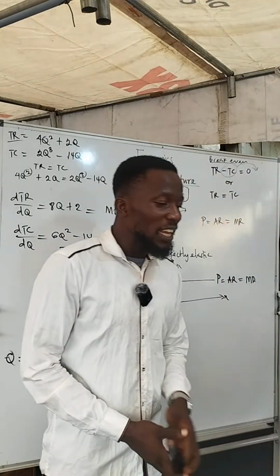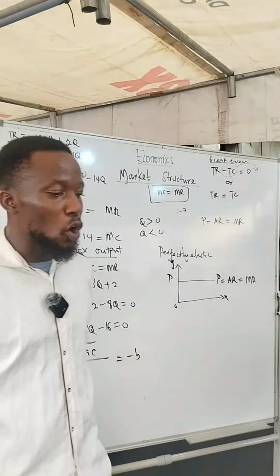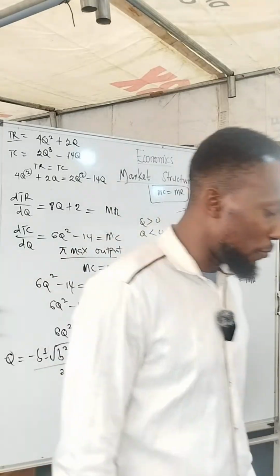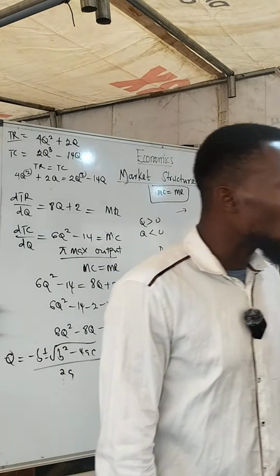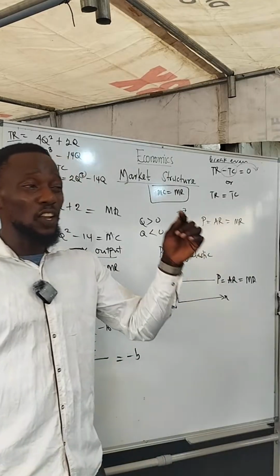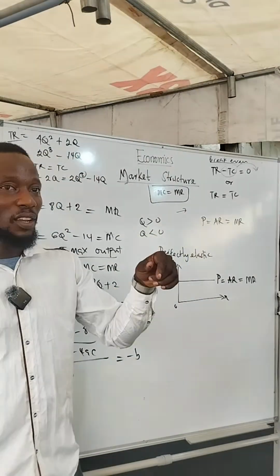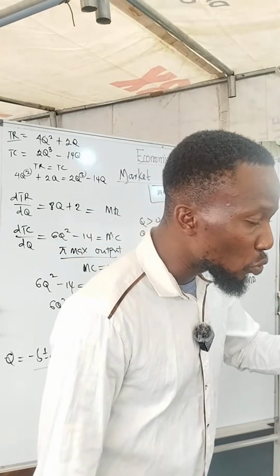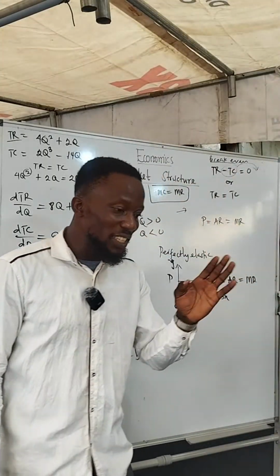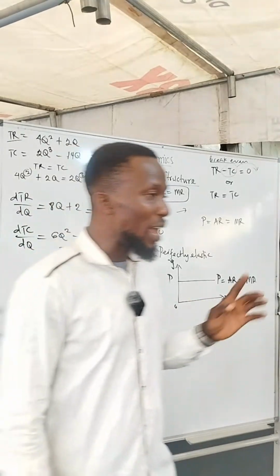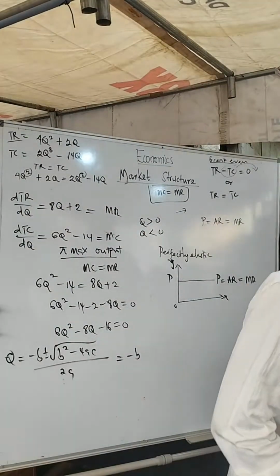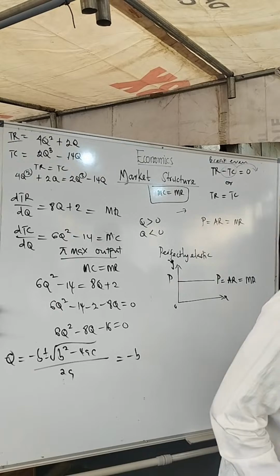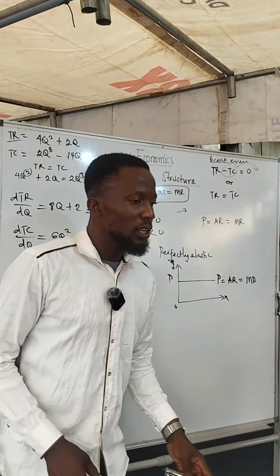Now, in the long run, perfect competition always tends towards normal profits. In the long run, a perfect competitor always tends towards what? Towards normal profits. The reason is this. Are you with me? I want you to listen very well because you'll be seeing all this in your past questions.